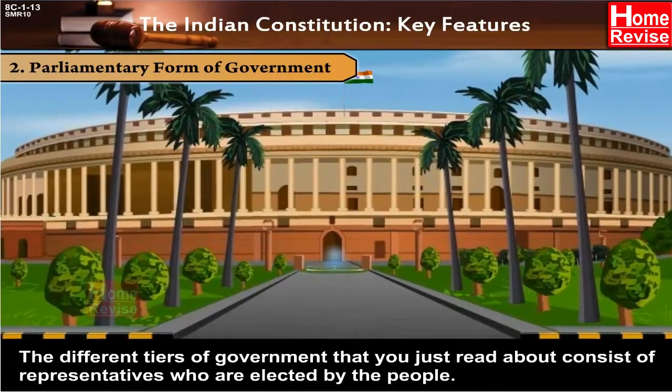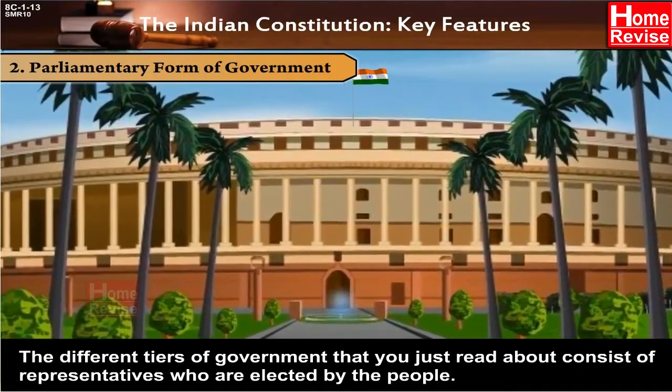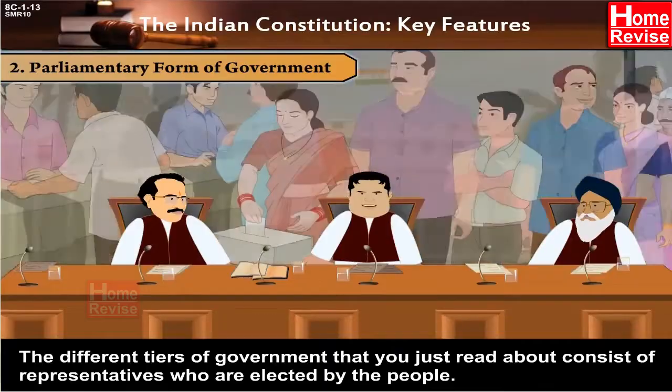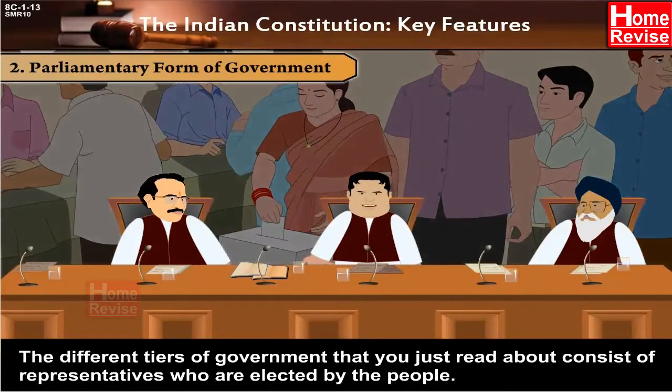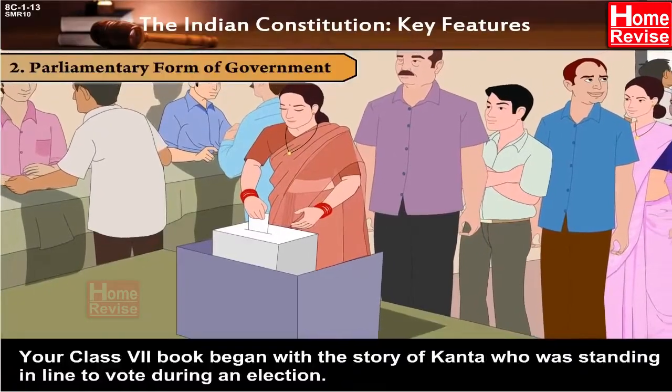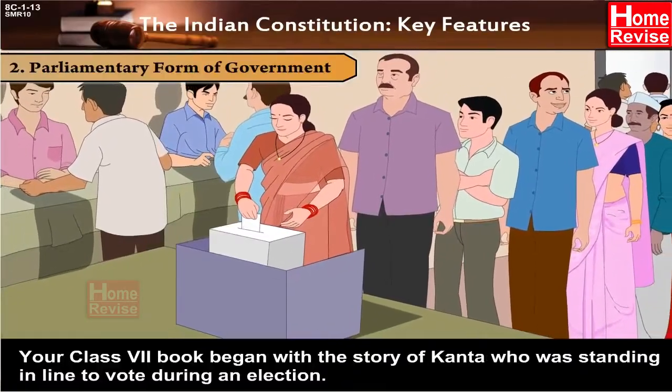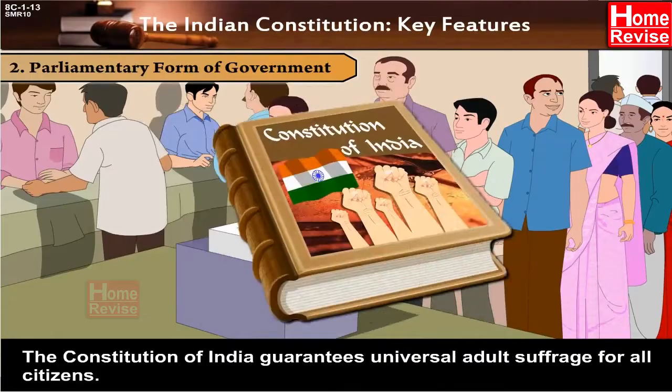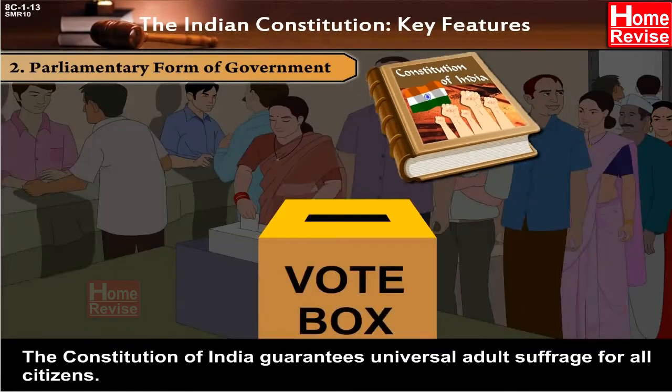2. Parliamentary form of government. The different tiers of government that you just read about consist of representatives who are elected by the people. Your class 7th book began with the story of Kanta, who was standing in line to vote during an election. The Constitution of India guarantees universal adult suffrage for all citizens.